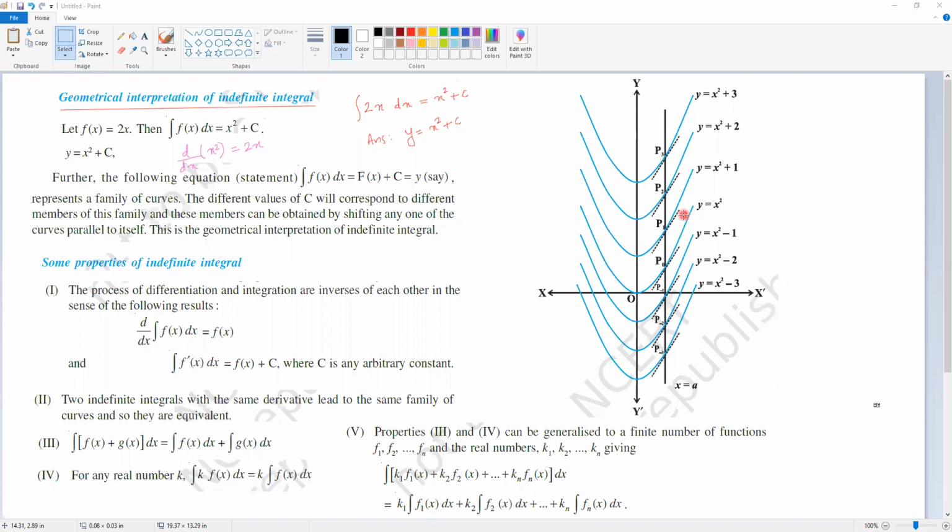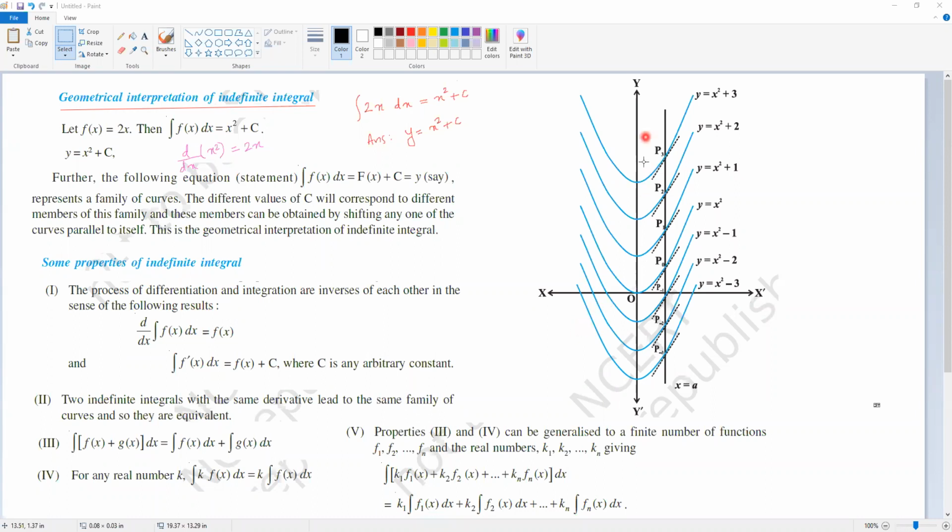Then x square plus 1 means it will move one unit upwards. So this is y is equal to x square plus 1. Y is equal to x square plus 2 means it will move two units upwards. Y is equal to x square plus 3 means it is moving three units upwards. X square minus 1 means it will move one unit downwards. X square minus 2, two units downwards. So the shape of the graph will not change, only the vertical movement, x square plus c.